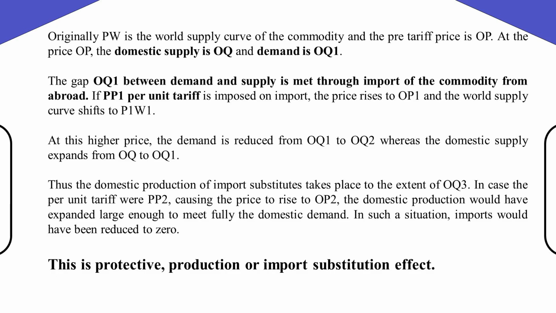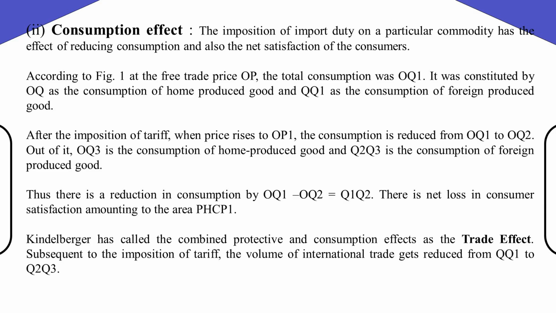In case the per unit tariff were PP2, causing the price to rise to OP2, the domestic production would have expanded large enough to meet fully the domestic demand. So, in such a situation, imports would have been reduced to zero, which Kindleberger has termed the protective production or import substitution effect. So, the next effect is the consumption effect.